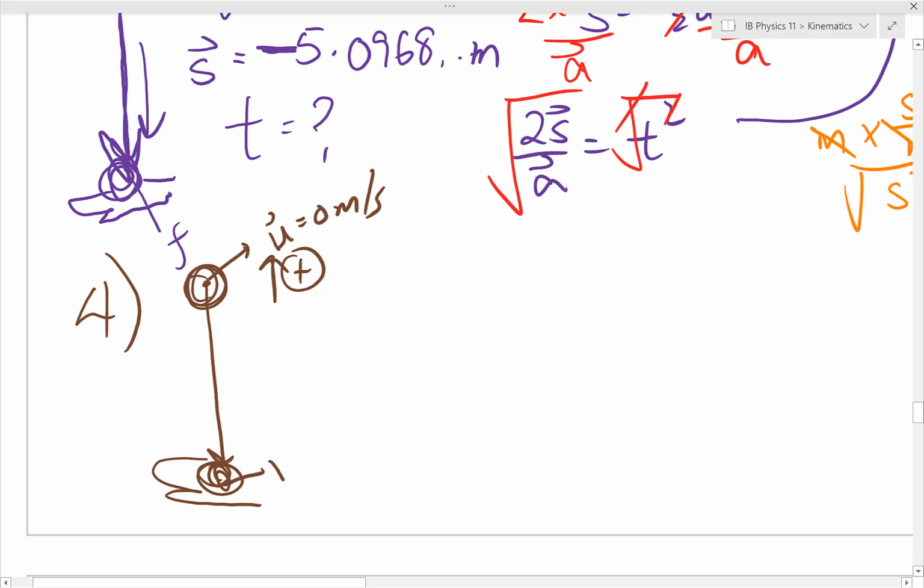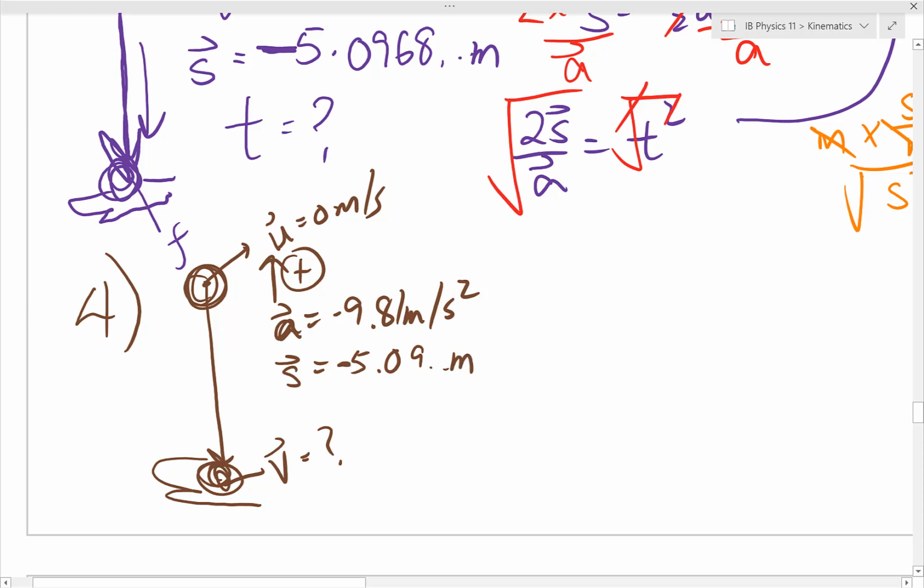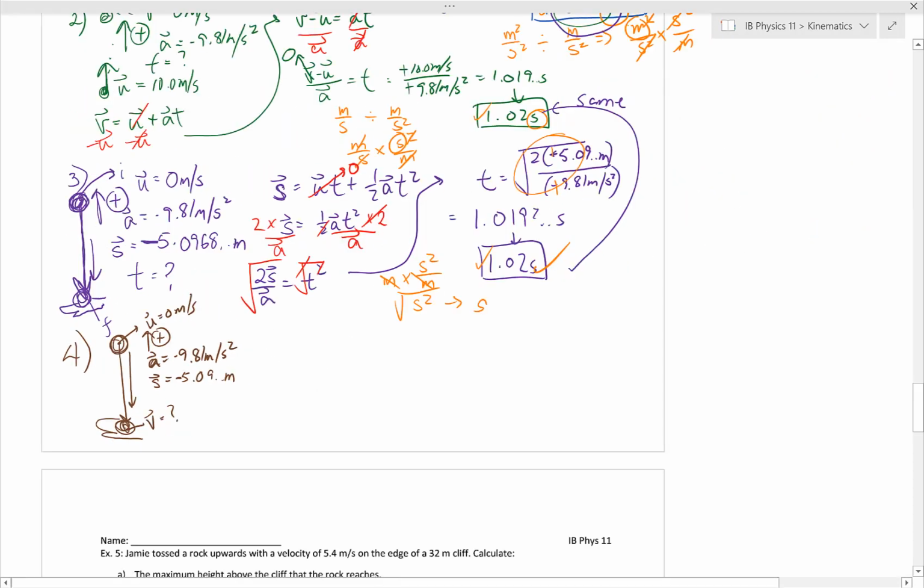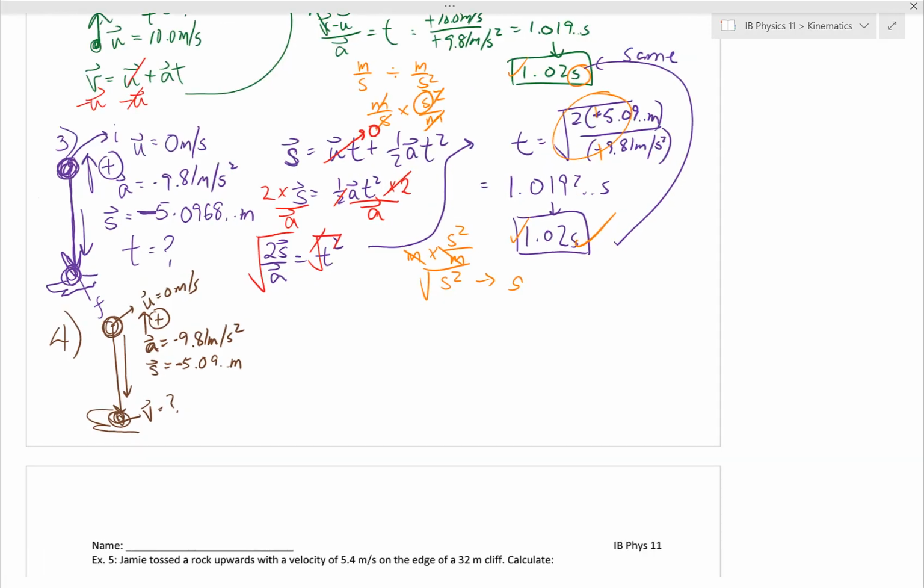We don't know what this final velocity is. That's the goal of our question. We know that acceleration is negative 9.81 meters per second squared, and we also know the displacement, which is 5.09 or so meters, and it's going to be negative because the ball is coming back down. You could also use time, either one works, but I'm just going to use displacement.